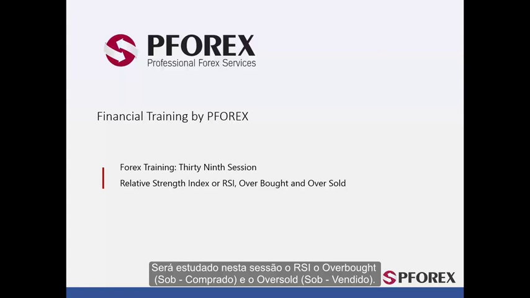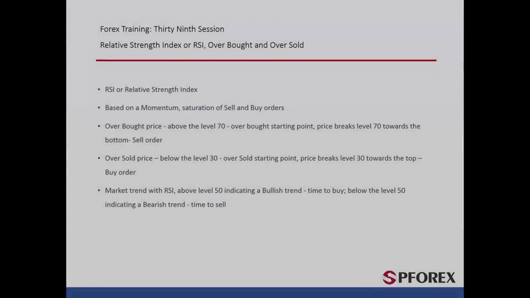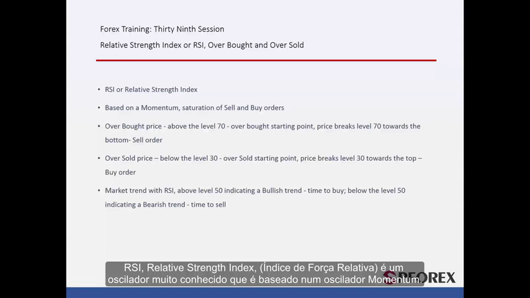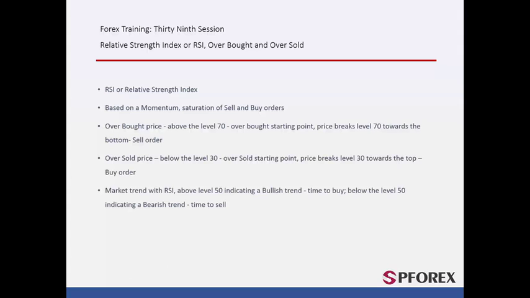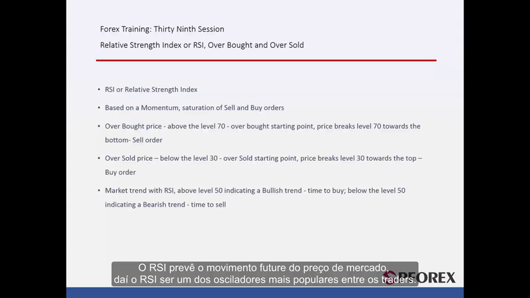RSI, overbought and oversold, will be studied in this session. RSI, or Relative Strength Index, is a widespread oscillator, which is based on a momentum oscillator. RSI indicates the saturation of buying or selling in the market. RSI predicts the future movements of the market price. Thus, RSI is one of the most popular oscillators among traders.